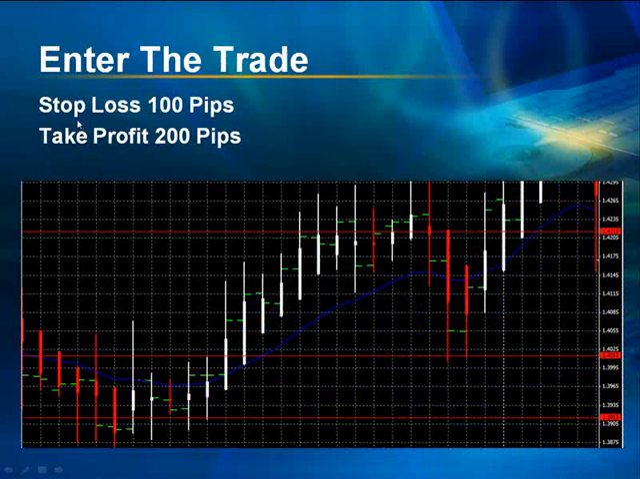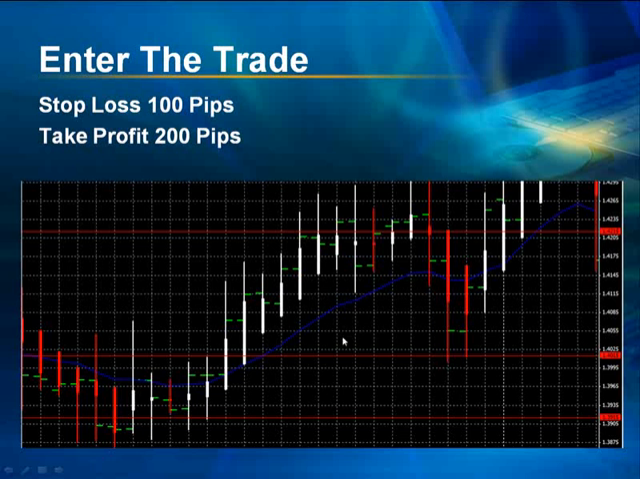Once we're in the trade, we set a stop loss to 100 pips, and we set a take profit to 200 pips. So looking at this particular trade on the charts, we would have entered at this point here at 1.4015. We would have set our stop loss to 1.3915, and we would have set a take profit to 1.4215. And in this case, the trade moved in our favor. It took about 7 days' time for us to hit the take profit level, but it did hit the take profit level, and the trade was profitable.